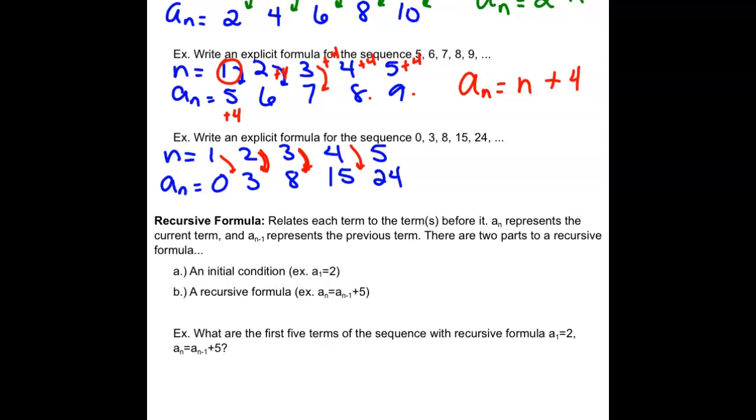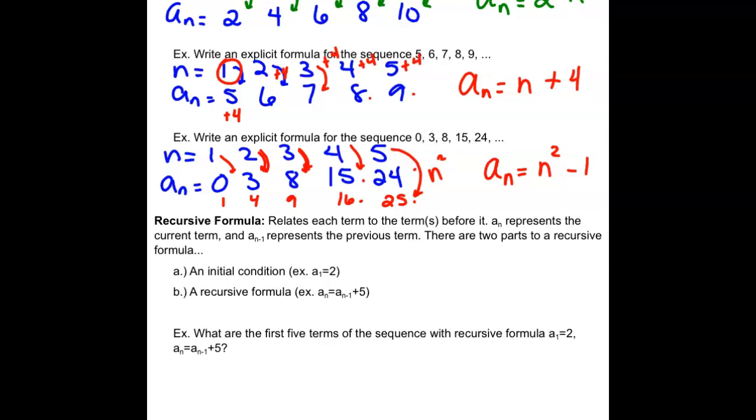And if you look at the numbers in your sequence, the 0, 3, 8, 15, 24, they are very close to our perfect squares. So 1 squared would be 1, 2 squared would be 4, 3 squared would be 9, 4 squared would be 16, and 5 squared would be 25. So to go from there to there, I'm squaring my n value. But the actual numbers in my sequence are just 1 smaller than that. So instead of 25, I'm at 24. Instead of 16, I'm at 15. So my formula says to take your n values and square them, and then just subtract 1.